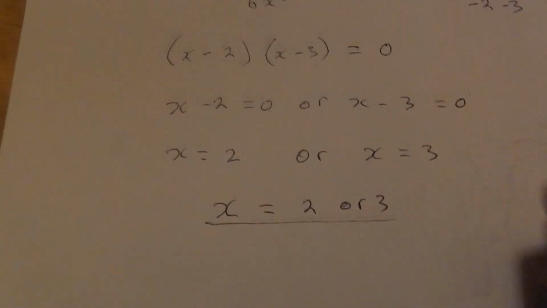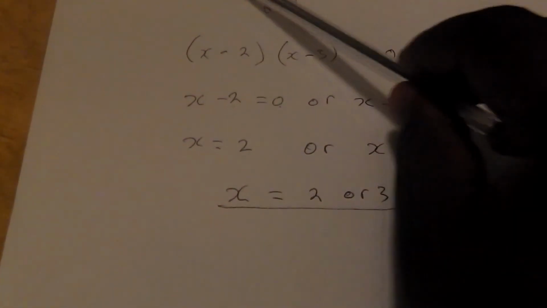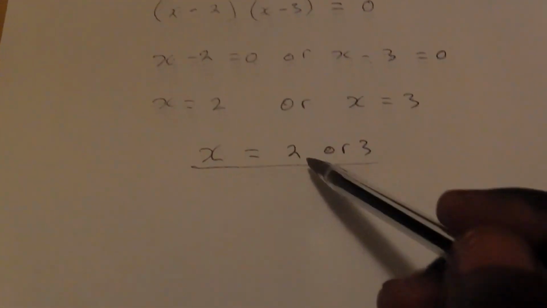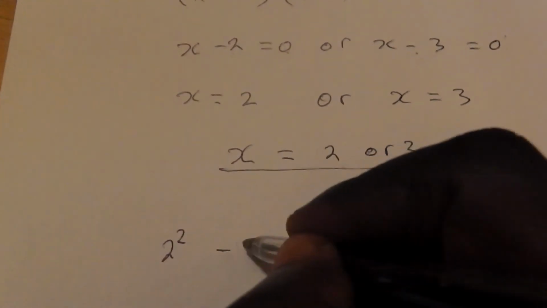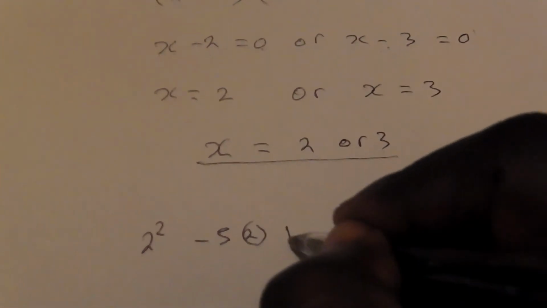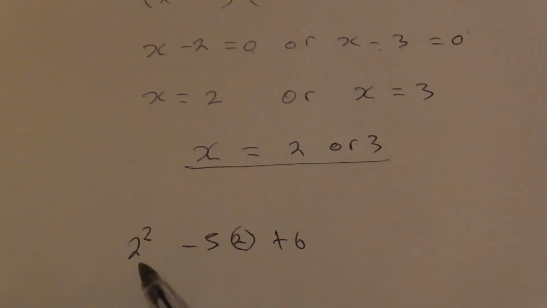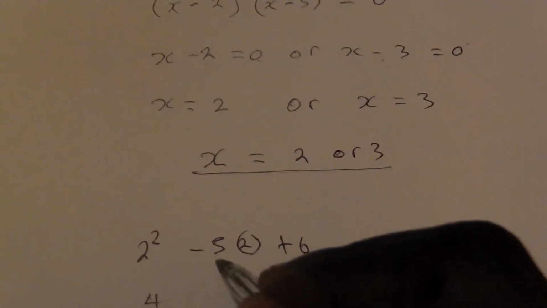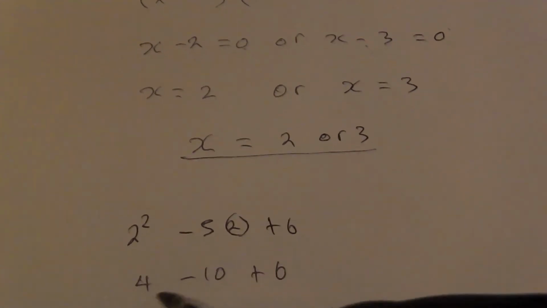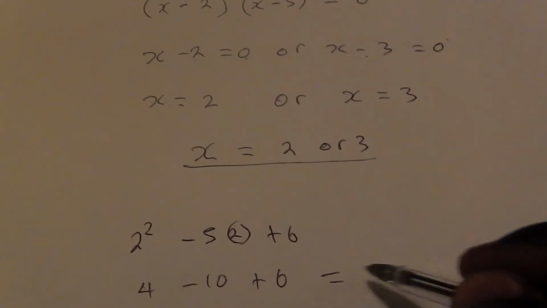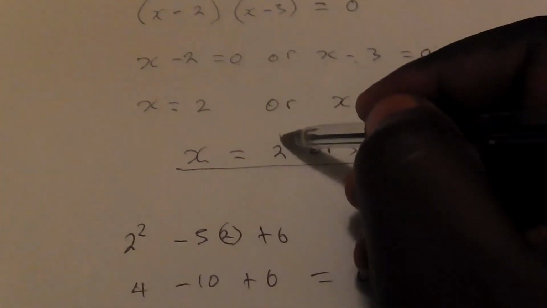Let's test our two roots to see if they are true for this quadratic equation. So let's start with 2. We'll be having 2 squared minus 5 times 2 plus 6. 2 squared is 4, and then 5 times 2 will be minus 10, plus 6. So 4 minus 10 plus 6 will give us 0. So it means our 2 here is correct.